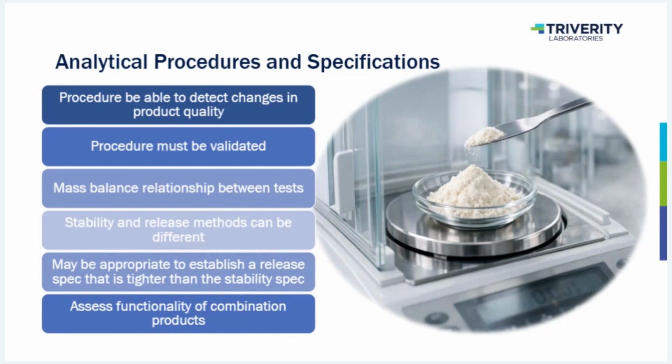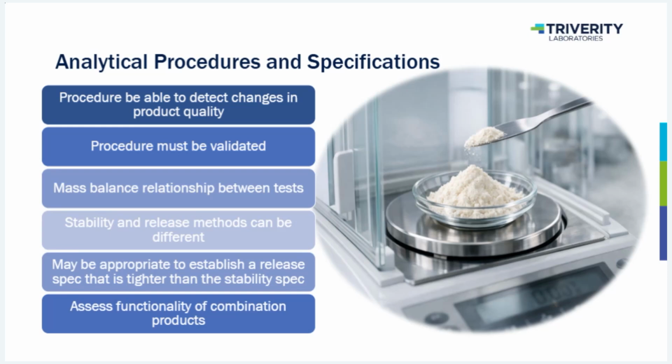Your analytical procedures need to be able to detect changes in product quality. We said that a few times already. They need to be stability indicating. They need to be validated when you're doing your primary stability. And this is, I think, a new thing in ICH Q1, that you need to have a mass balance relationship between the tests. If you have like a 5% degradation of an assay, and you're not seeing that as an increase in your degradation, you're going to need to address that in some fashion.